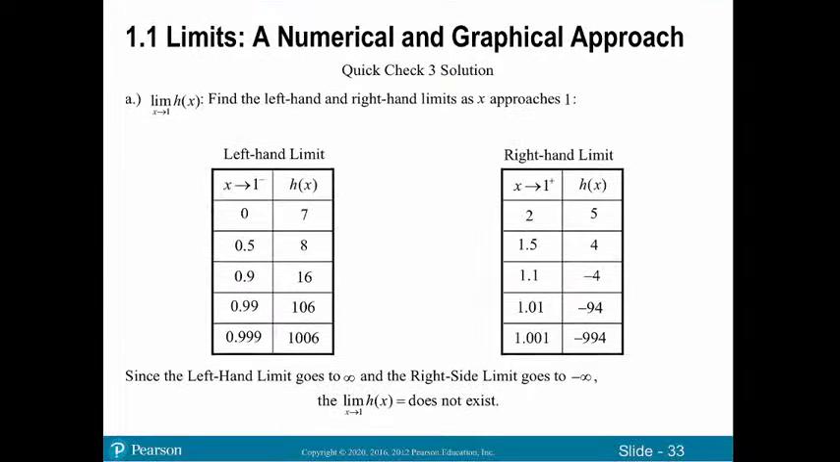All right? So the limit as x approaches 1 from the left, the y values are going off to infinity, right? As x approaches 1 from the right, they're going off to negative infinity. Since the left-hand limit goes to infinity and the right-hand limit goes to negative infinity, the limit as x approaches 1 does not exist, right?